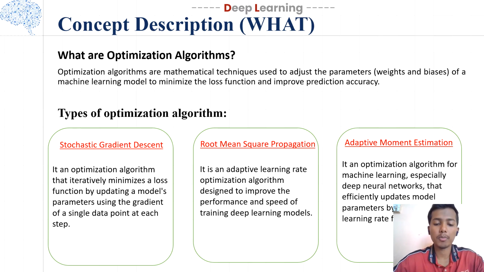This is the most popular choice today. It's also adaptive like RMSProp, but it adds momentum, which is like remembering the direction of past updates. This combination makes it very efficient and effective for most deep learning models.